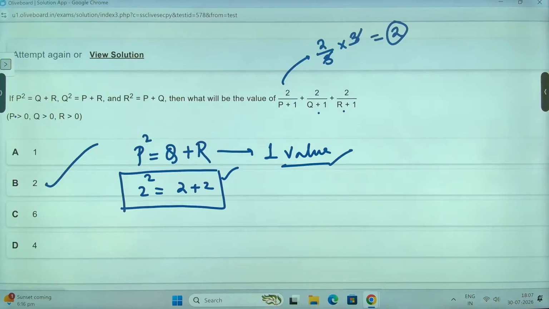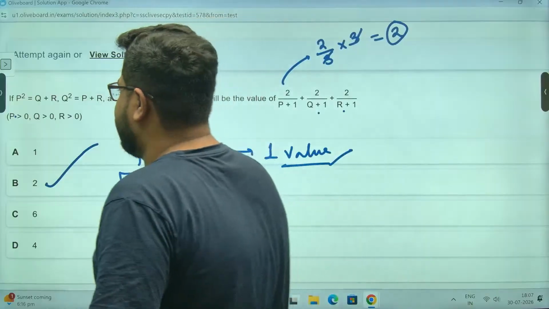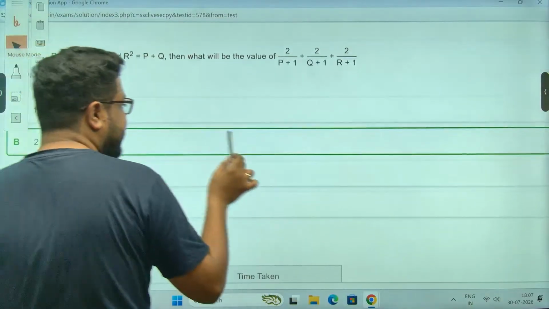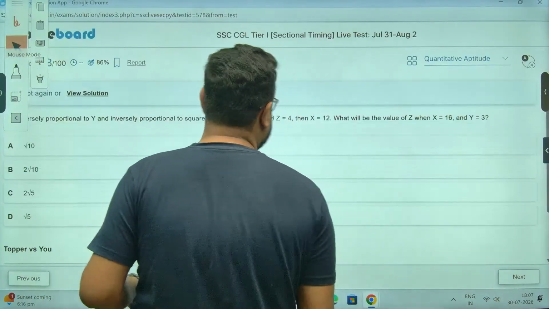Very simple. But again, if you don't know this, you will struggle a little bit, because the original way is very large.